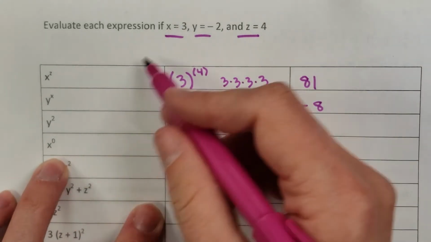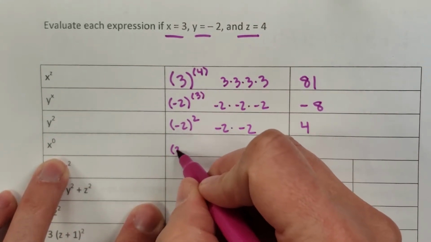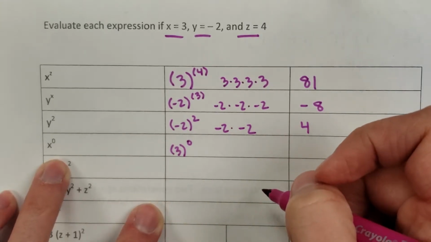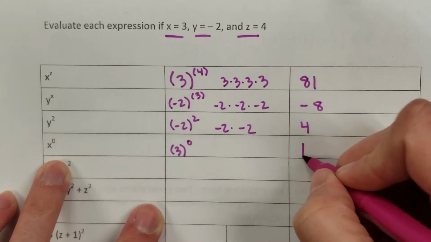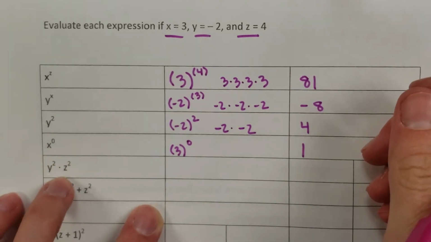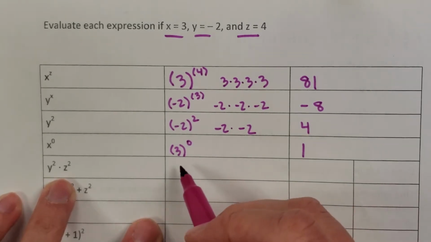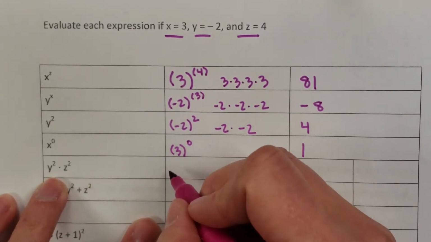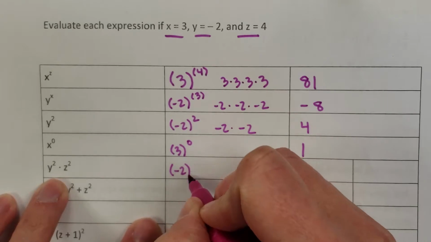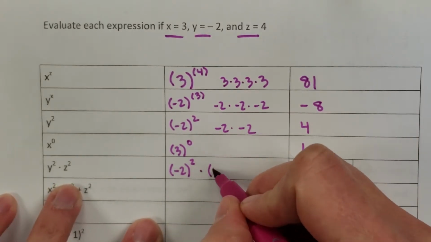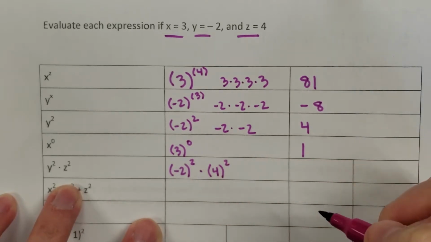Now here, I could sub in 3 for x to the power of 0. But do I need to? No, anything to the power of 0 is 1. So we could have skipped that. But we subbed in. That's fine. Okay, now this is getting a little bit more complicated. Y squared, when I sub in negative 2 squared, times z squared, so 4 squared.